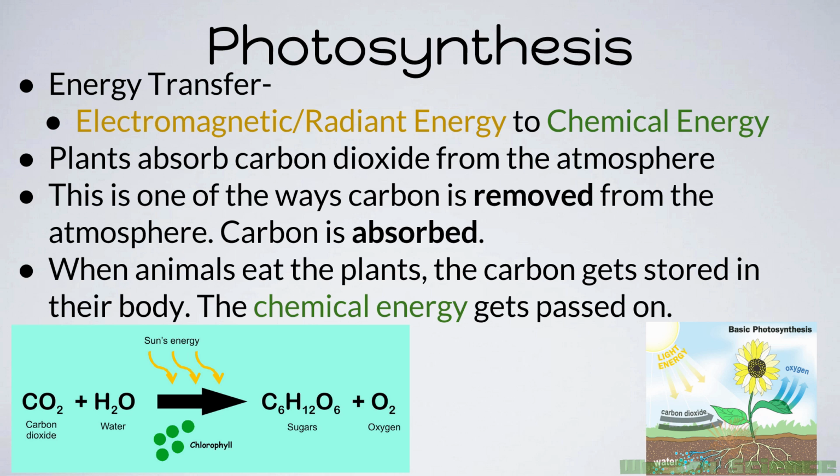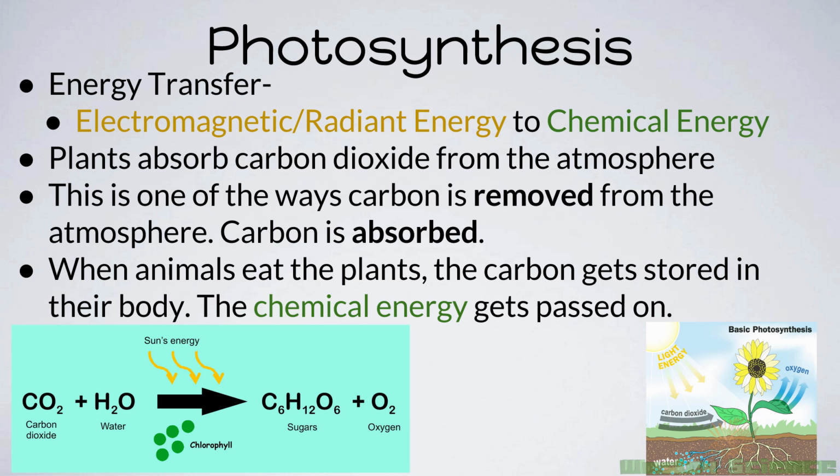If you look at this chemical equation in the bottom left, this is very important, and you will see things like these chemical equations on the test, so it's good to become familiar with these. You have carbon dioxide, CO2, plus H2O water will yield us sugars and oxygen. And during the process, you have to have the sun's energy and chlorophyll. And what chlorophyll is, it's just what plants are made of.